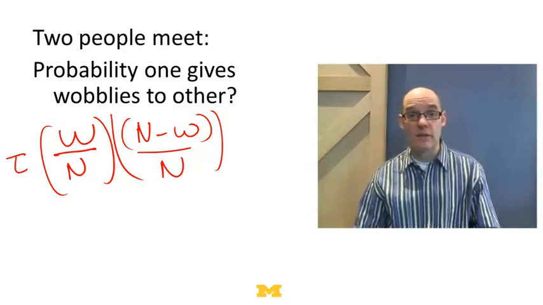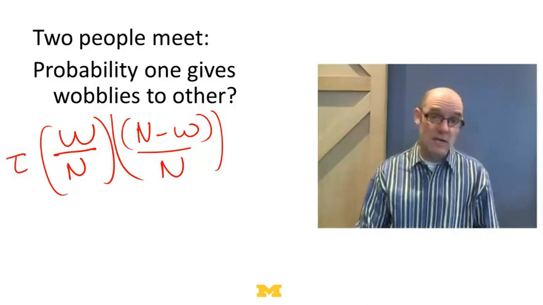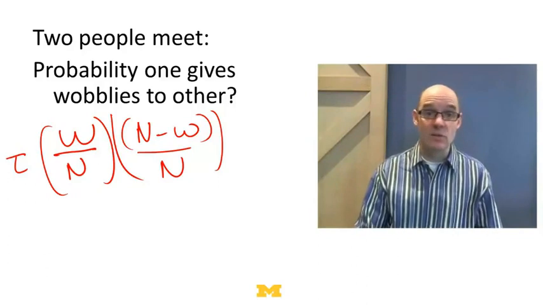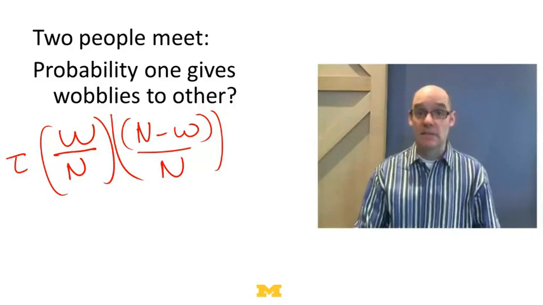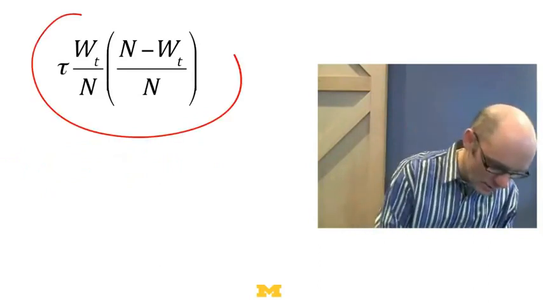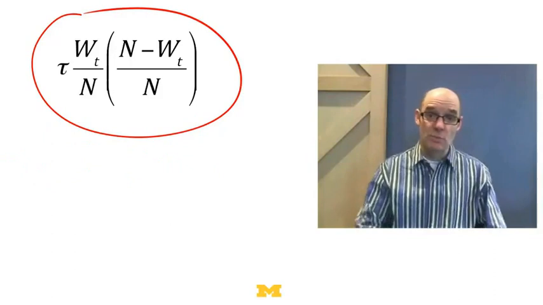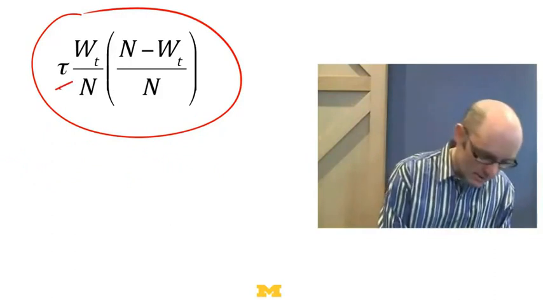Now, instead of a disease, if you think of this as a new technology or a piece of information, it's the same model. Tau is just the probability that I tell you the piece of information, right? Or that I tell you about the technology and you adopt it. Okay, so now we've got this much fancier formula: this is the probability that it's going to move from one person to someone else if two people happen to meet. And again, tau is just the transmission rate.